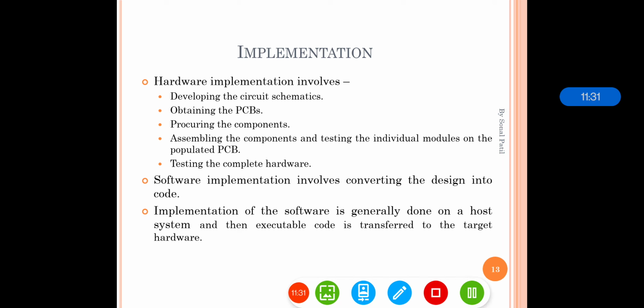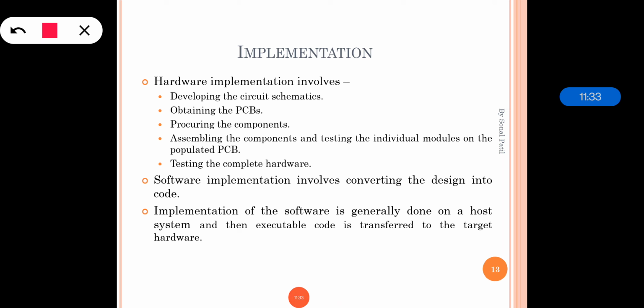After design, the next important part comes, that is the implementation. So in the implementation part, the hardware implementation and software implementation both go in parallel. The hardware implementation involves developing the circuit schematics, obtaining the PCB, procuring the components, assembling the components and testing the individual modules, testing the complete hardware. So when the hardware engineers have done the whole process, it is rigorously needed to check the quality, to test all the components.